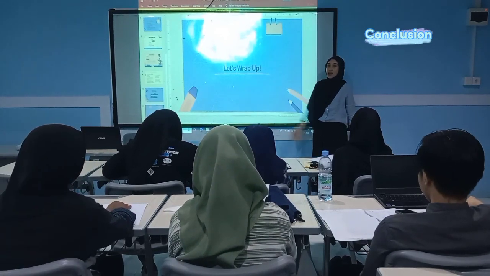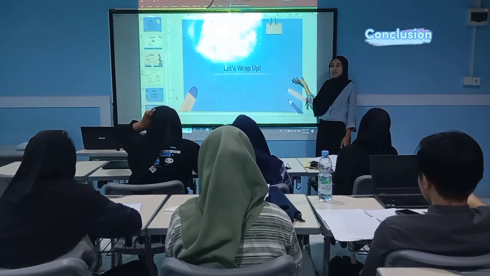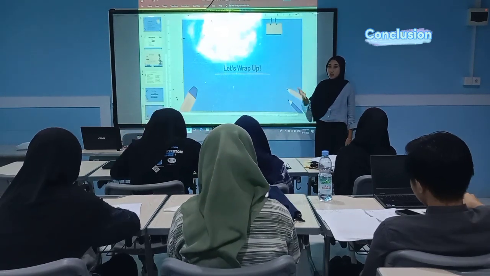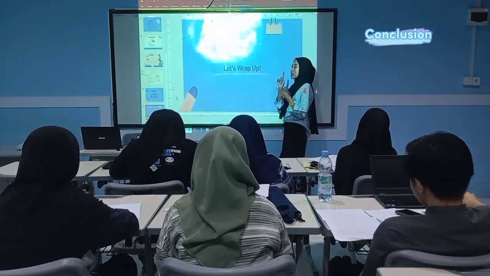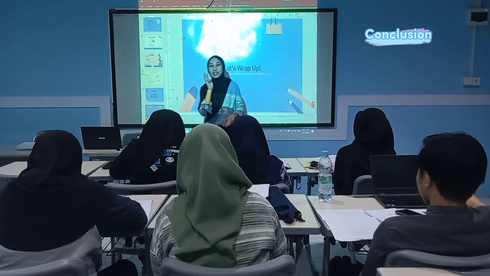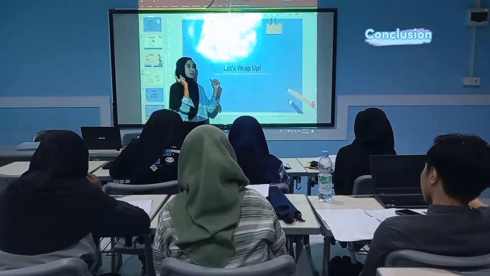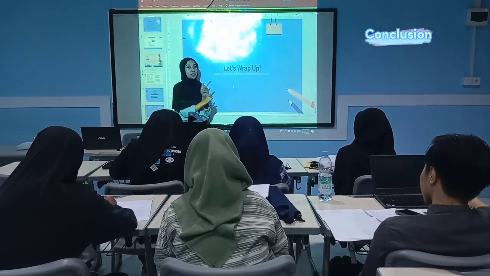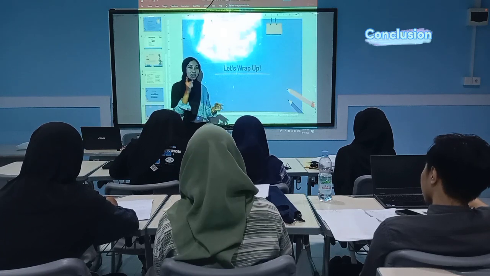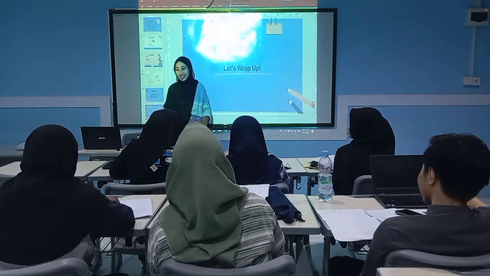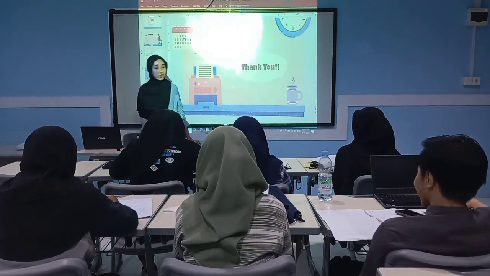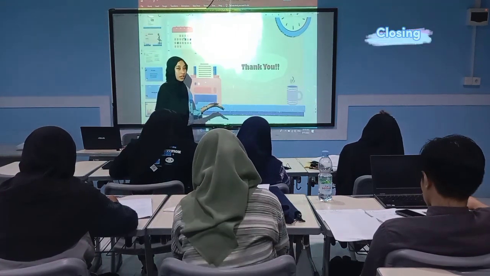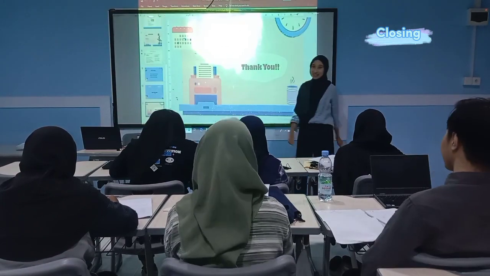Before we end the class, we're gonna do a wrap up of all the material that I have explained. Procedure text is basically a text that informs or tells the reader about how something is used, made, or done. And there are 3 structures of procedure text. The first one is goal, the second one is materials, and the last one is steps. Okay, good job. I think that's all for our class today. Thank you so much for your attention and your active participation.